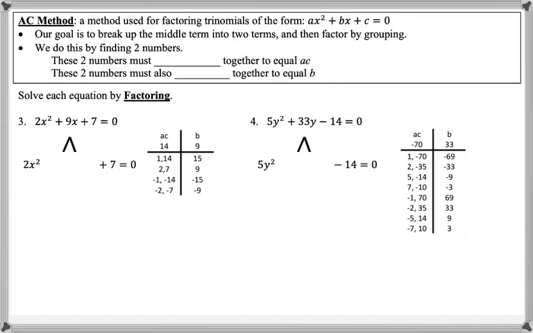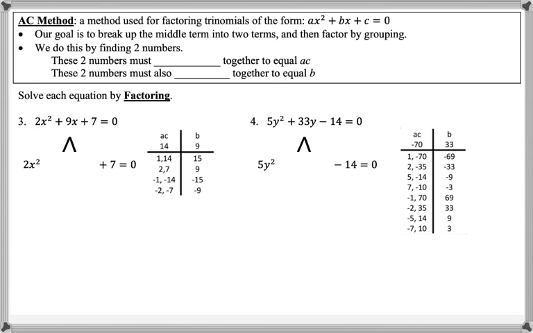The next type of factoring that we're going to look at is the AC method, and this is used for factoring trinomials where you do have a coefficient in front of the x squared. So we can't use fast factoring when we have a coefficient in front of the x squared. So we have to use the AC method. And our goal is to break up the middle term into two terms and then factor by grouping.